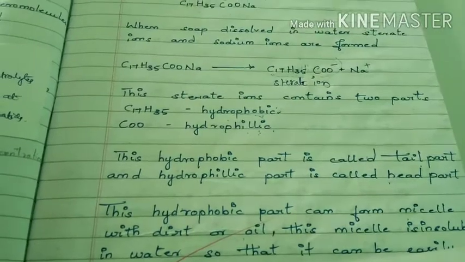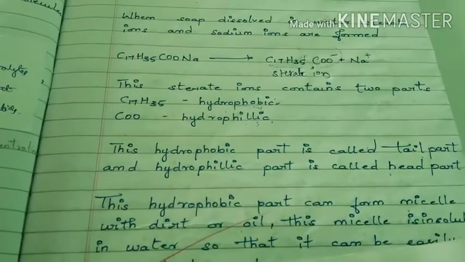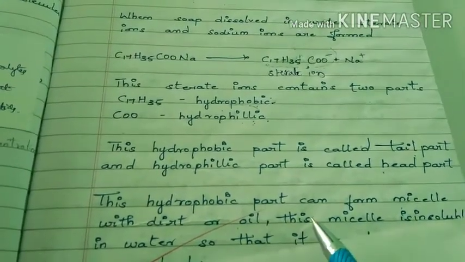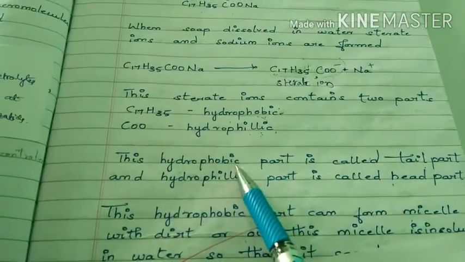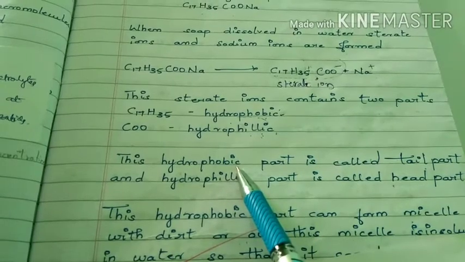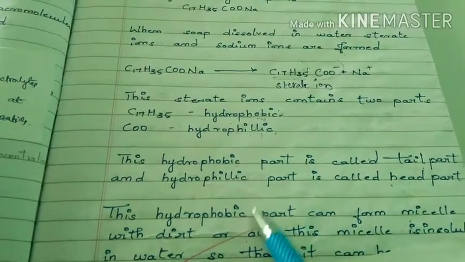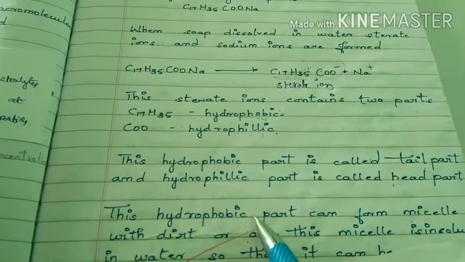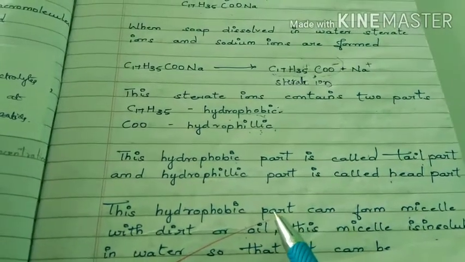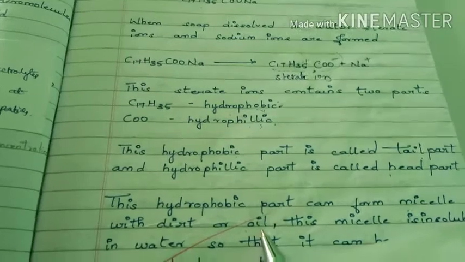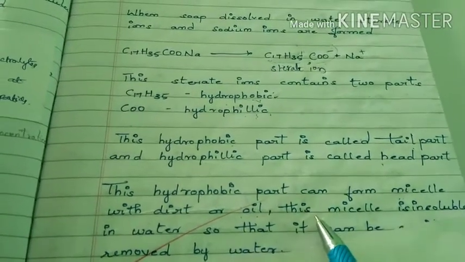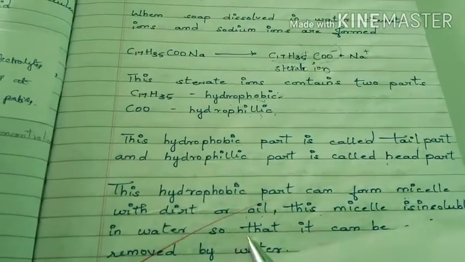Every time we apply soap, what is the mechanism that takes place behind that? The tail part is nothing but the hydrophobic part of soap. Tail part is also called hydrophobic part. This hydrophobic part of soap can form micelle with dirt or oil present on cloth. This micelle is insoluble in water.